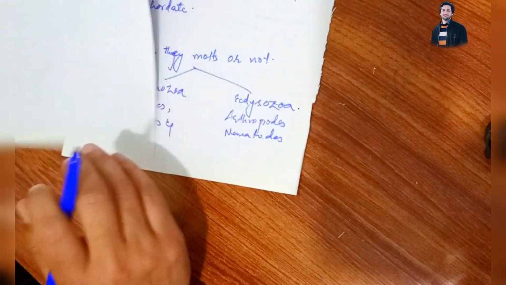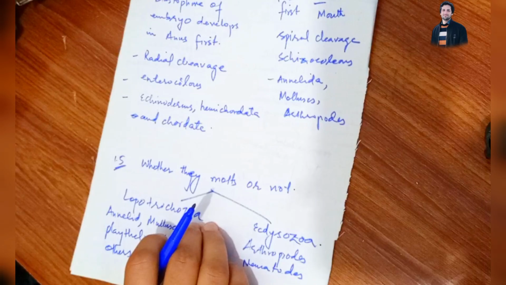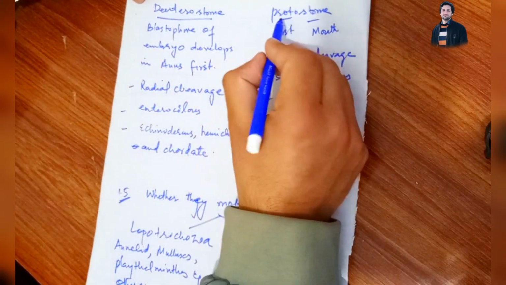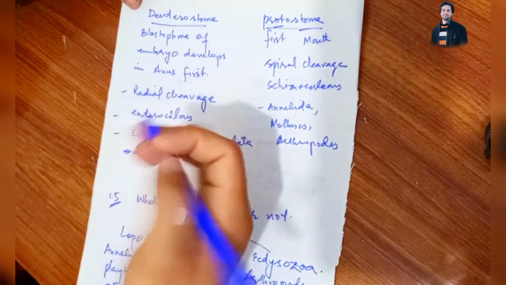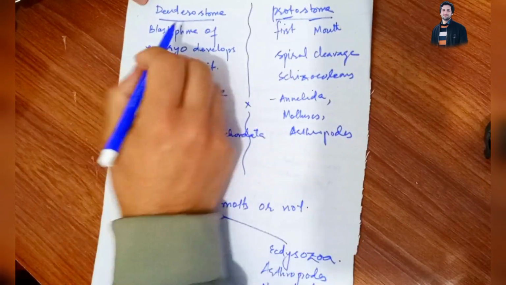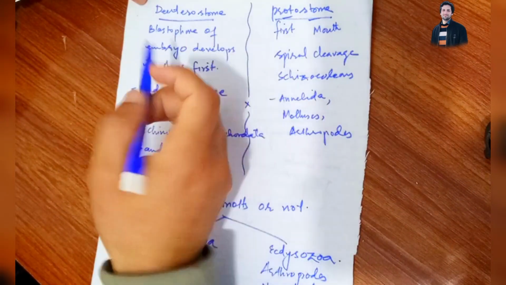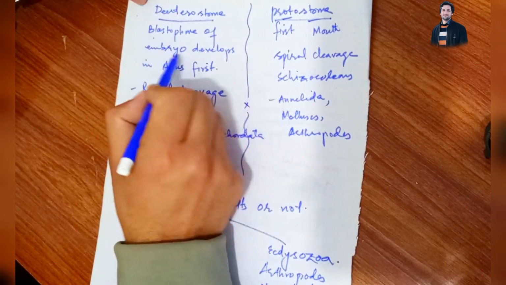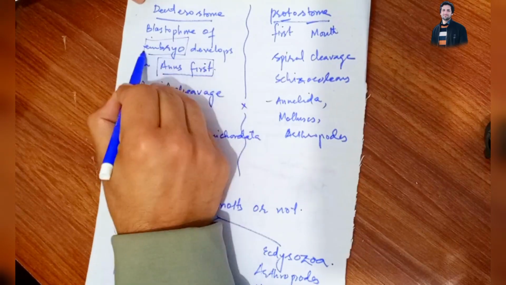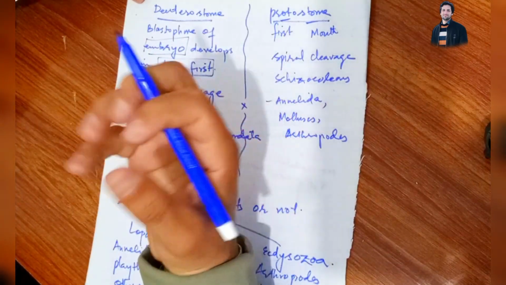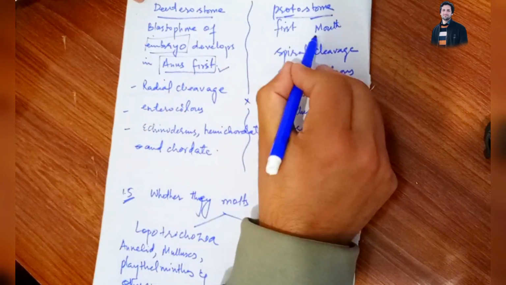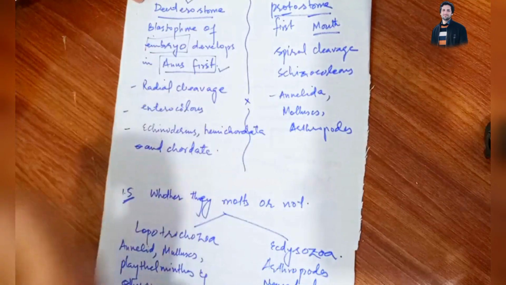Moving forward, we have these concepts also, deuterostome and protostome. Now see how I can make links here. Deuterostomes are those animals in which the anus develops first from the embryonic blastopore. In the embryo blastopore, the anus forms first, and the mouth forms later. Such animals are called deuterostomes.